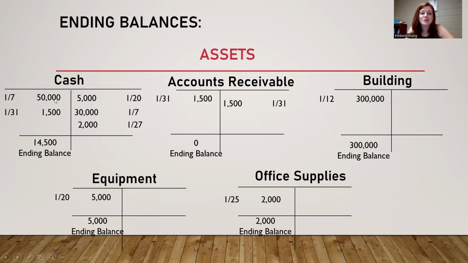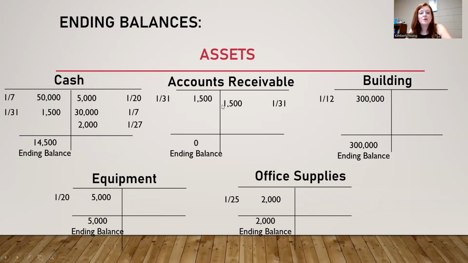So cash, we started with 50,000. We had to pay for several things, and then we had some revenue come in. They paid us cash for 1,500. Ultimately, our ending balance, whichever side of the T account you have the higher amount on, not necessarily the most transactions, but the higher amount, is the side that there's going to be a balance in. So we add these two debits together, subtract out the credits, and we end up with a debit balance of $14,500. So that's how much we should have in our cash account, whether that be our cash register, our bank account, however we have cash.